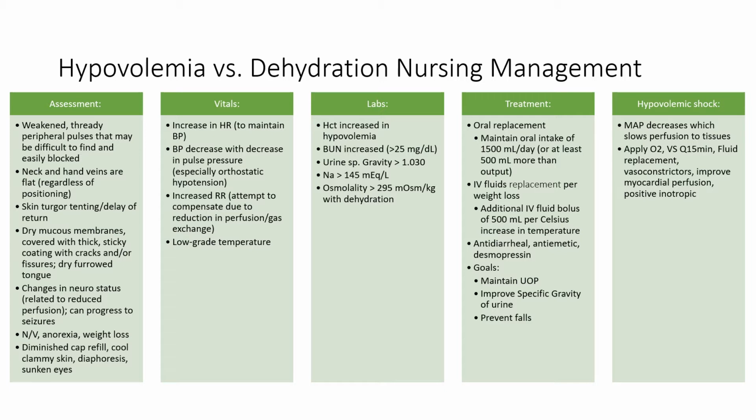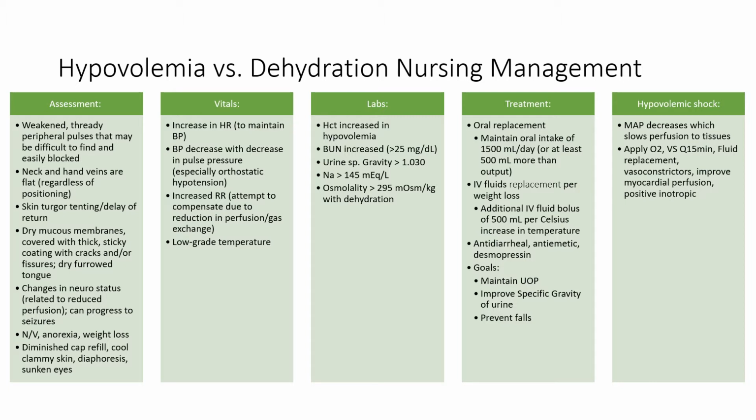So fluid deficits are pretty much going to look very similar. There's one or two minor differences to take note of. On assessment, we may find a weakened, thready peripheral pulse. It may be difficult to find and can be easily blocked because it is such a weak pulsation. The neck and hand veins are going to be flat, regardless of positioning.